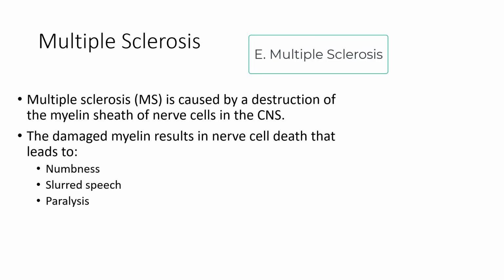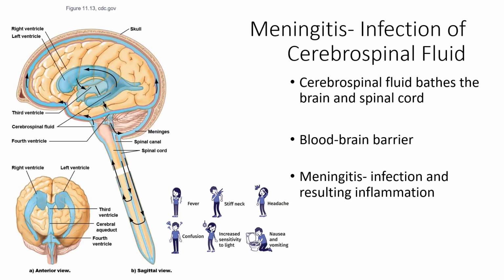Multiple sclerosis is caused by destruction of the myelin sheath of nerve cells in the central nervous system. Remember that white matter? Multiple sclerosis affects that white matter. The damaged myelin results in nerve cell death that can lead to numbness, slurred speech, or paralysis.